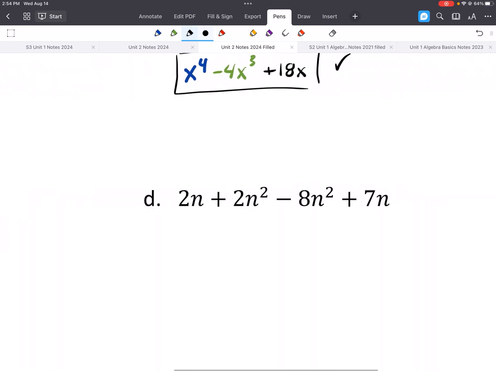And then for D, same sort of thing. You've got our n squareds. So 2 subtract 8 would give us negative 6n squared. And then we would combine the n terms. So 2 plus 7 gives us 9n.